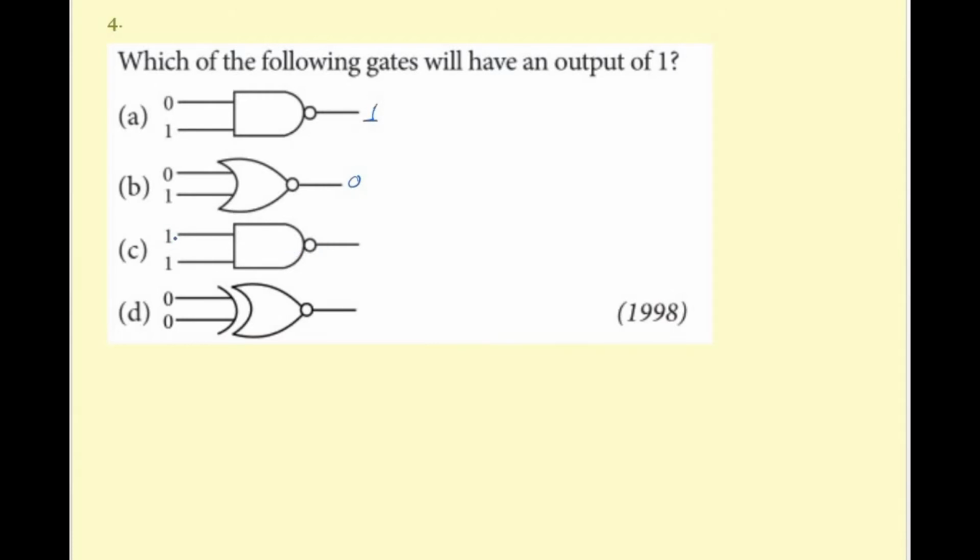Here both are 1, so it will become 1, and it is the NAND gate so it will be 0, and this is the XOR gate, so it will also become 0. So only in this case it becomes 1. So option A will be the correct answer.